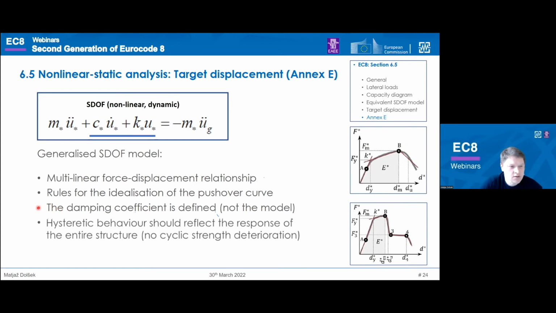Given in this annex, then the damping coefficient is defined. But I think there is still a missing part, that the damping model is not defined. It's not the same if you use a damping model proportional to the mass or to the stiffness and so on. Because in the software, you have to define also the damping model. It's not enough to define the damping constant. Then it's also prescribed that hysteretic behavior should reflect the response of the entire structure, not only one element, because this formula is to simulate the response of the entire structure.